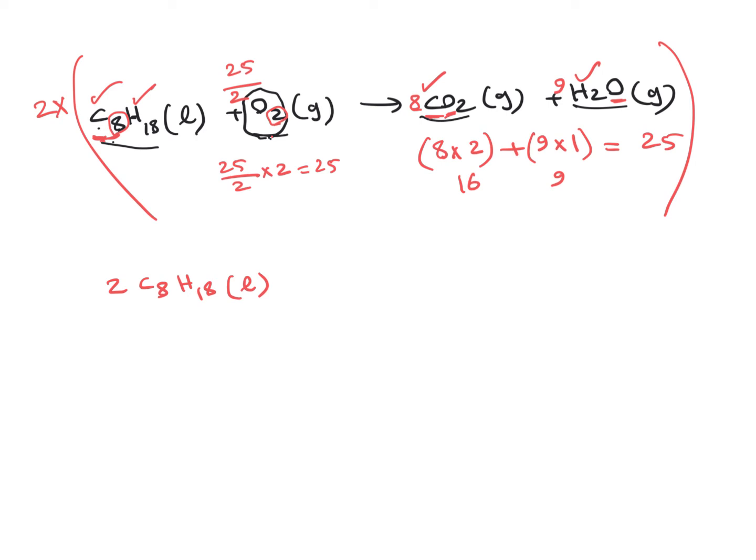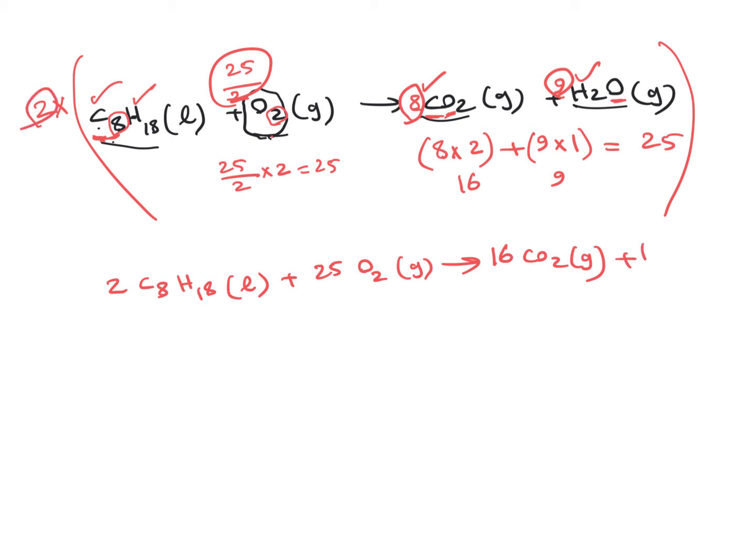2C8H18 liquid plus 25O2 gas gives 16 CO2 gas. Remember to multiply all the coefficients by 2. Plus 18 H2O gas.